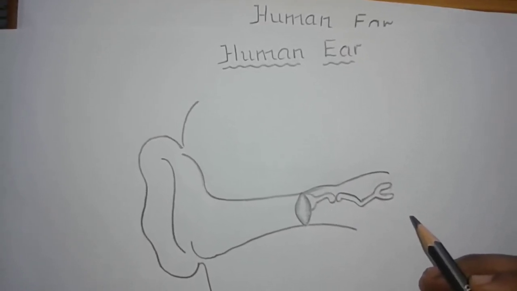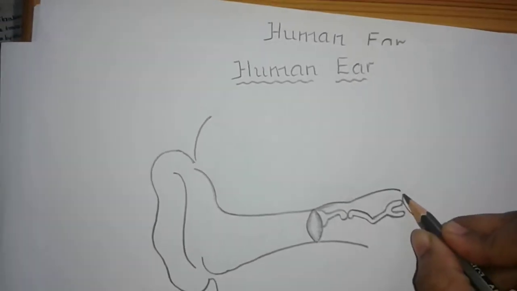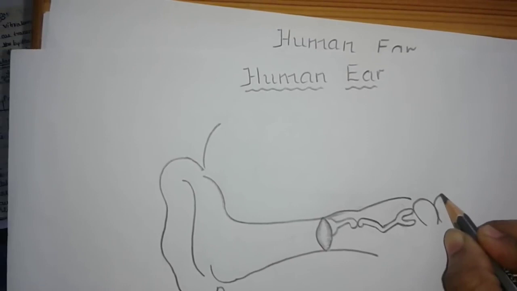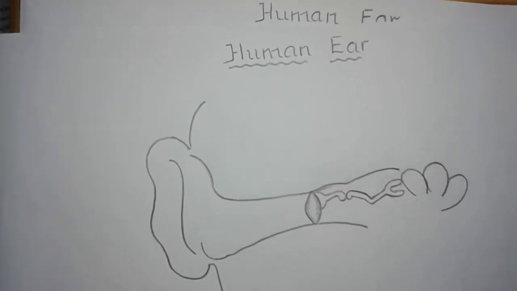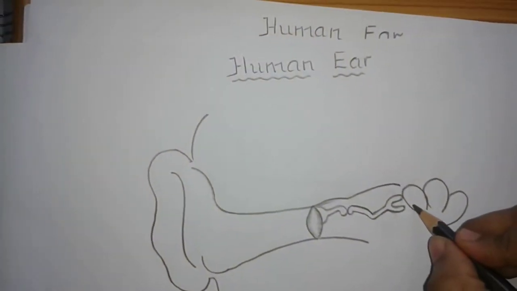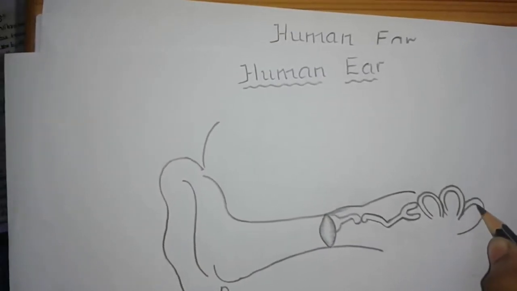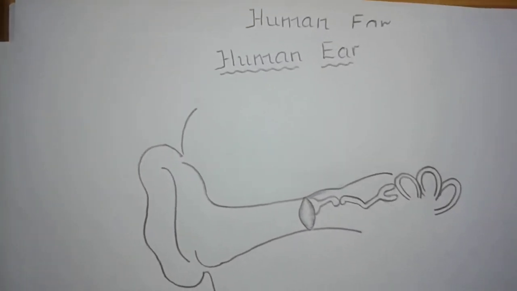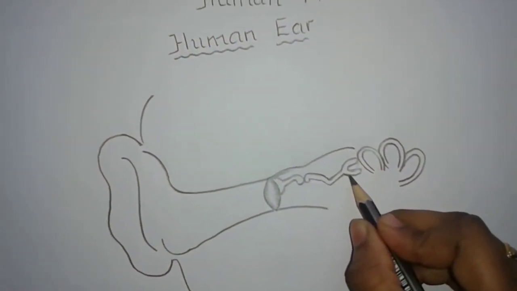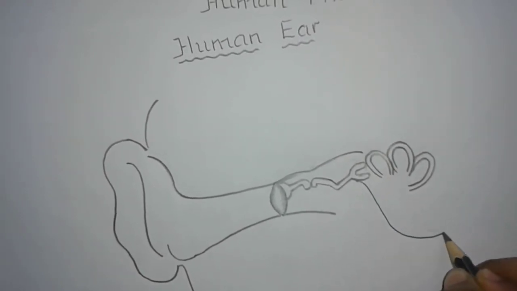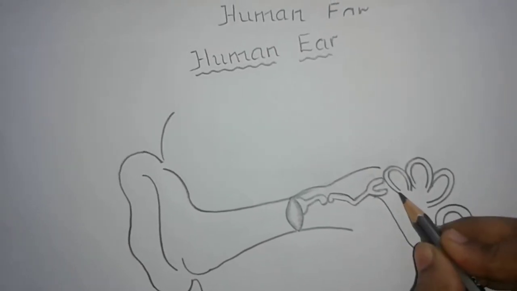Now the third part of the ear is the inner ear. The inner ear consists of an upper part called the utriculus. This utriculus consists of three semicircular canals. So draw the three semicircular canals like this. The lower part of the inner ear is called the sacculus, and it has an appendage called the cochlea. Draw the cochlea like this. So this is the cochlea.